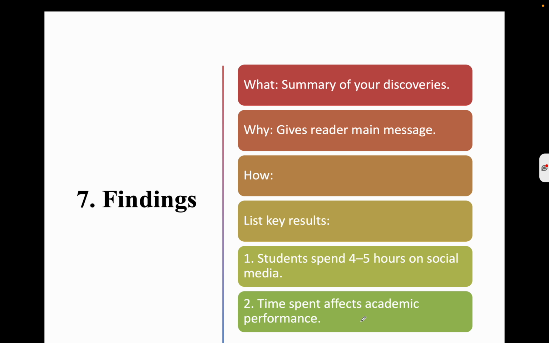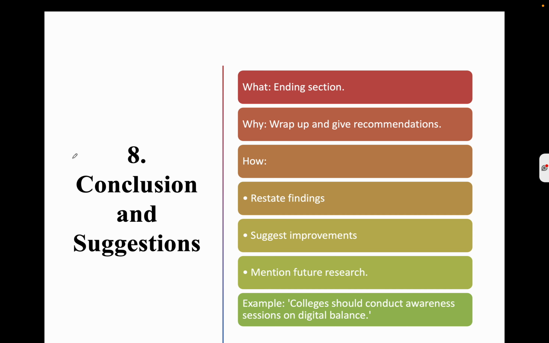Now comes findings. This is a very important part. This is a summary of what you have discovered. For example, students spend 4 to 5 hours daily on social media. More time on social media leads to lower grades. This is your finding. Your finding plays a very important role, because this is the main reason why you are doing the study. Your main aim is to find out about social media, about the grades, about the social media impact. So the finding comes at the end of your study. You will show the readers what you have identified by doing this particular research.